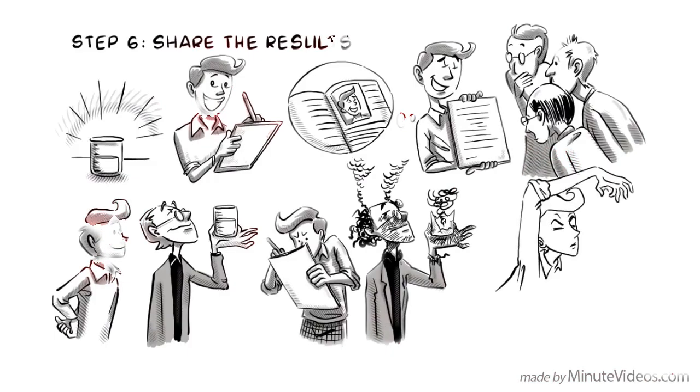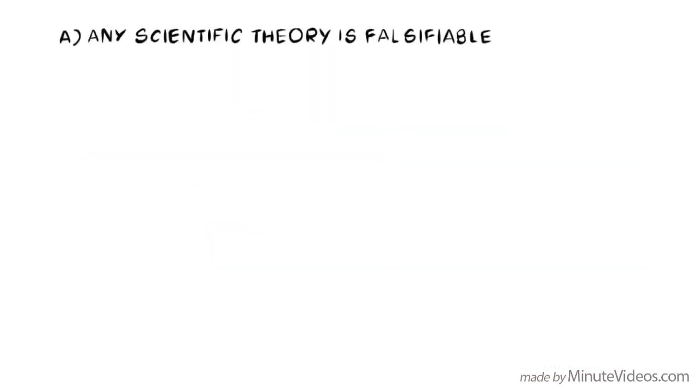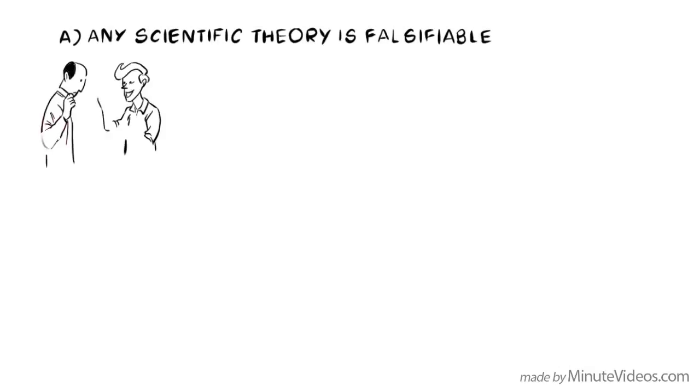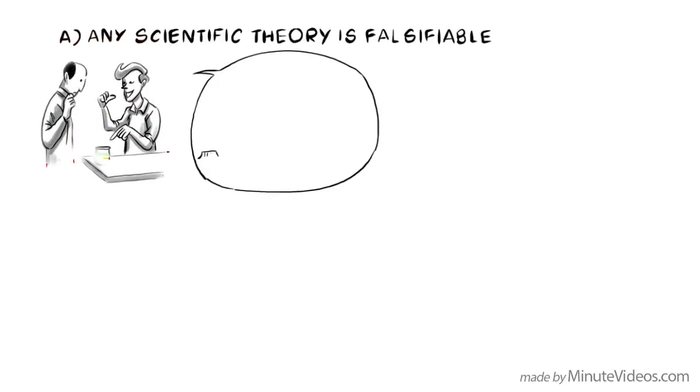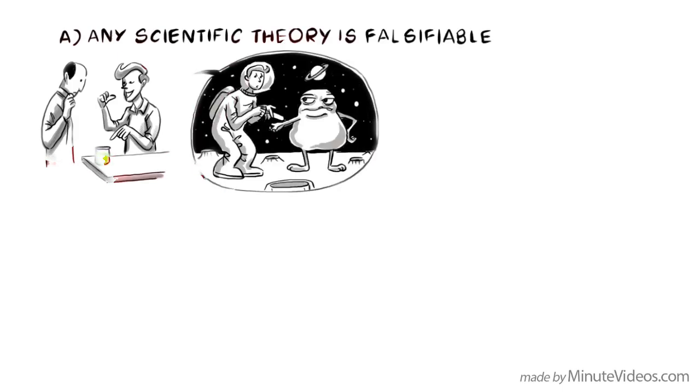To make sure you get it completely right, here are 3 more things you can check before you publish. A. Any scientific theory is falsifiable. Real scientists know that there is no such thing as a scientific proof. In other words, you can never prove your theory to be 100% right. All you can do is find a lot of supporting evidence that it could be correct.